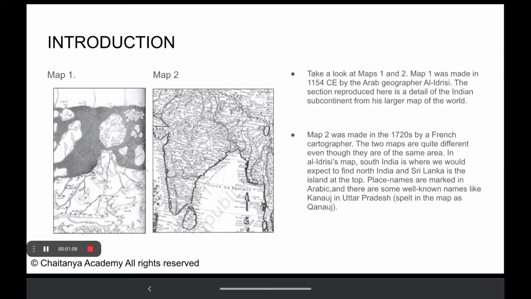Map 2 was made in the 1720s by a French cartographer. The two maps are quite different even though they are of the same area. In Al-Idrisi's map, South India is where we would expect to find North India, and Sri Lanka is the island at the top. Place names are marked in Arabic, and there are some well-known names like Kannauj in Uttar Pradesh, spelled in the map as Kannauj.